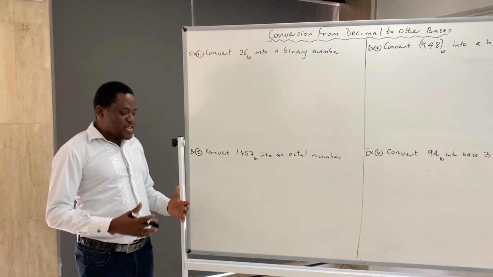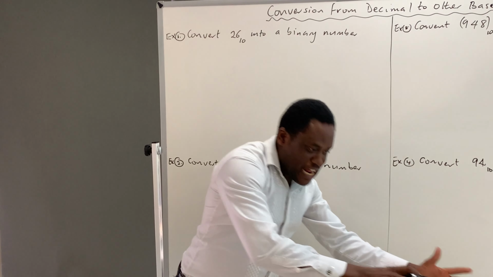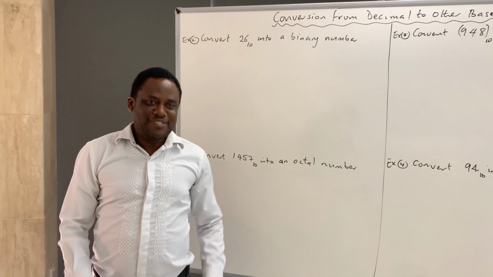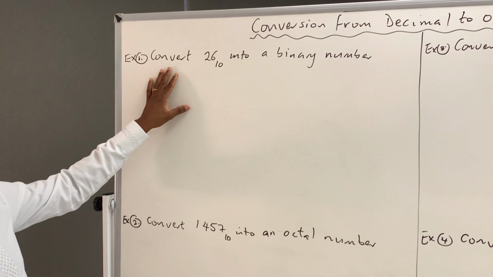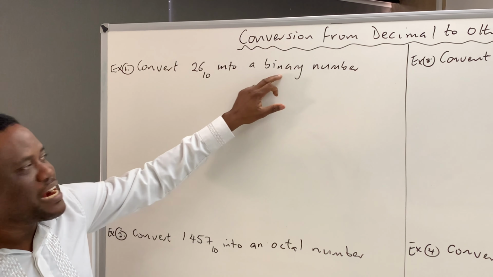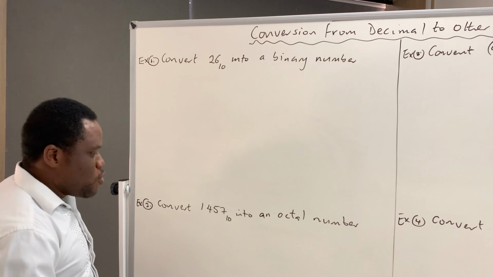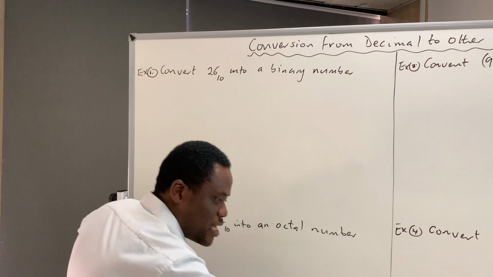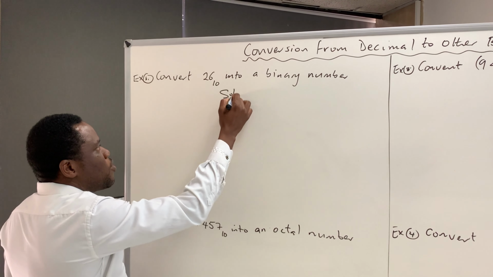Good. So we have seen how to convert from other bases to base 10. Now let's see how to move from base 10 back to the other bases. This is what we want to do. Now, let's look at the first example. Convert 26 in base 10 into binary. Binary means what? Base 2, right? So, when we are going from base 2 to base 10, we multiply. So, when we are going from base 10 back to base 2, we do what? We divide.